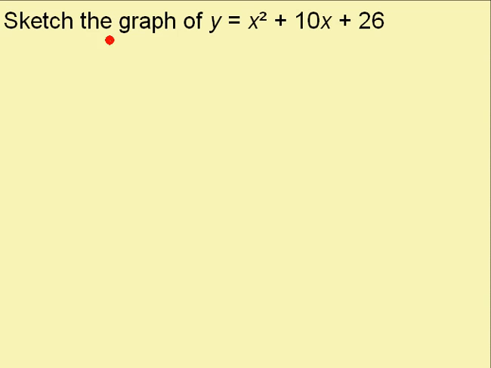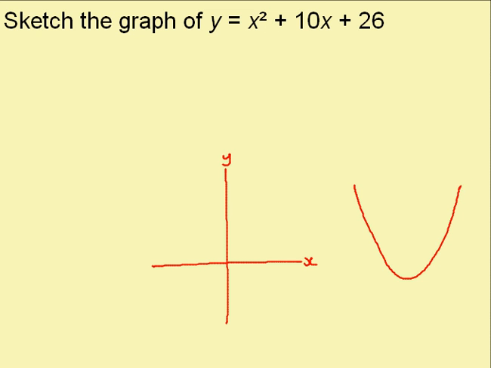I'm being asked to sketch the graph of this equation here. So the first thing I'm going to need is a set of axes. If I leave the equation in this form here, I can only actually tell two things about the curve. The first is because it's an x squared, a quadratic, I know it's going to be this sort of shape. However, I don't know where this belongs on this set of axes.